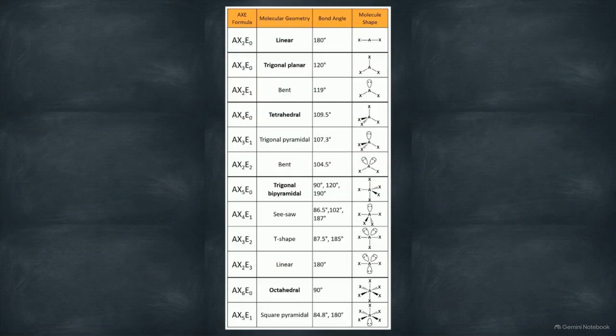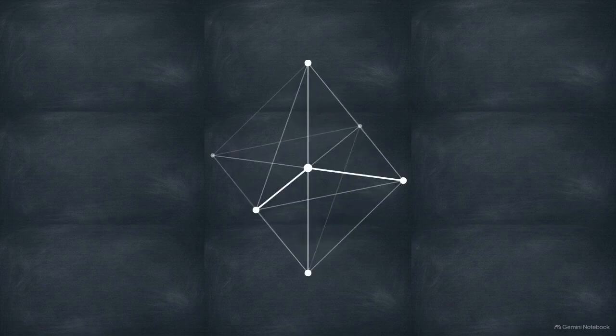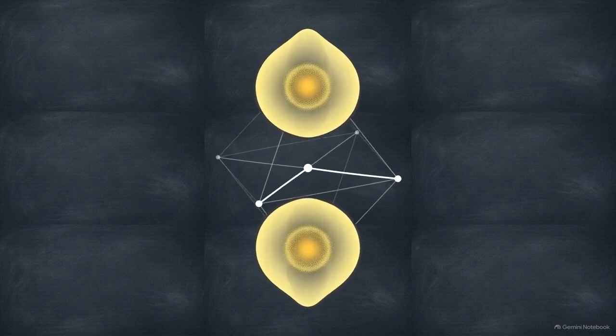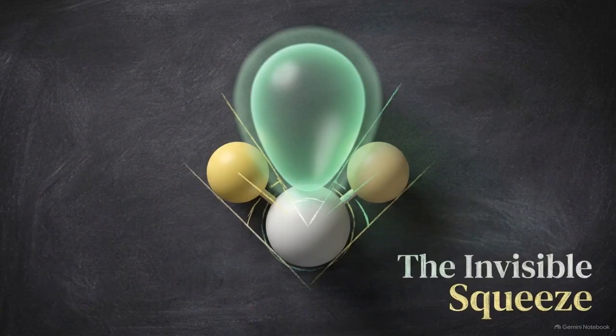Looking at this entire chart, we can group these shapes by their steric number, the total sum of your X bonds and E lone pairs. That total number determines the base geometry, whether it's linear, trigonal planar, tetrahedral, or beyond. The total count of electron groups provides the initial 3D scaffolding. But to determine the actual shape of the molecule, you have to track the lone pairs. They are the invisible sculptors that squeeze, push, and dictate the physical reality we measure.